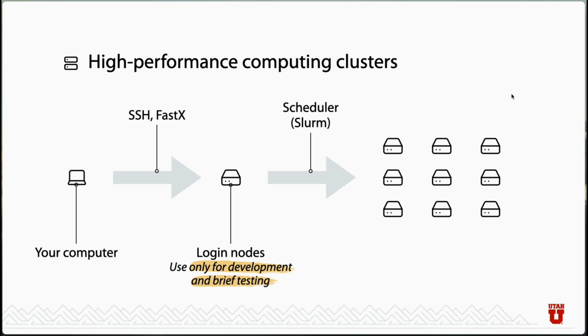And then from there, you can interact with the scheduler, which is called Slurm. And Slurm is software that decides how resources should be allocated to users. And so the resources that are being allocated are the compute nodes, which are the majority of the nodes in the cluster and where you'd actually want to run your computations. So in summary, you can run brief tests and development workflows, install things like packages, like I did in the previous videos, on the login nodes. But if you're using significant resources, you'll want to use a compute node, which will require interacting with the scheduler Slurm.